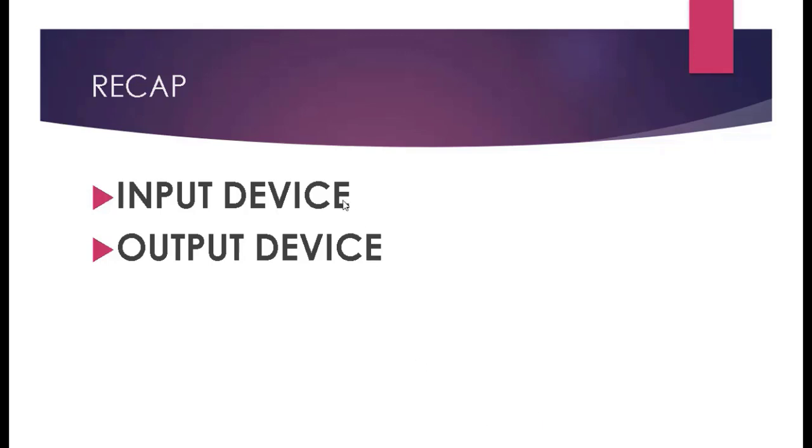In our previous class, we studied the input device and the output device. Input devices are used to feed data into the computer. It is used to convert the data from a human understandable form to machine understandable form, that is zeros and ones. We studied different types of input devices like keyboard, mouse, joystick, scanner.